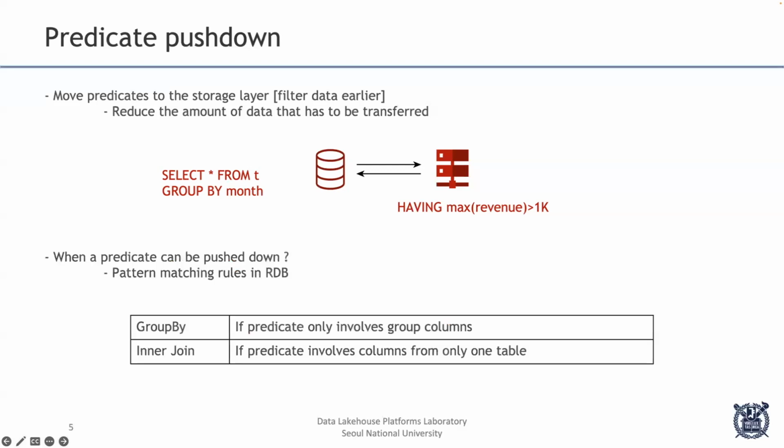So in an existing DBMS, when can predicates be pushed down? This is often decided by some rules that are implemented into the RDBMS. For instance, predicates involving columns from one table can be pushed down through inner joins, and predicates on grouping columns can be pushed down through group by. But I will explain a little bit more later.